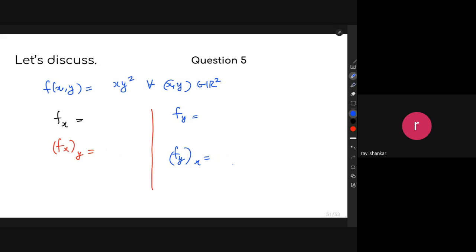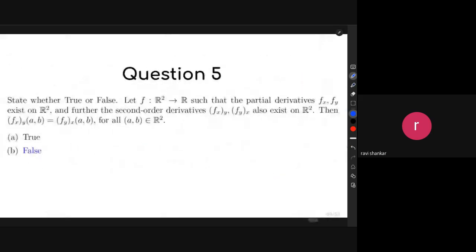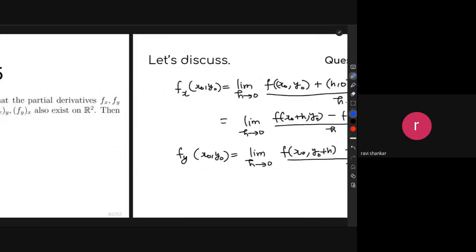Okay, so let us take, So in this question, the partial derivative exists on R2. Similarly, the second order partial derivative also exists on R2.